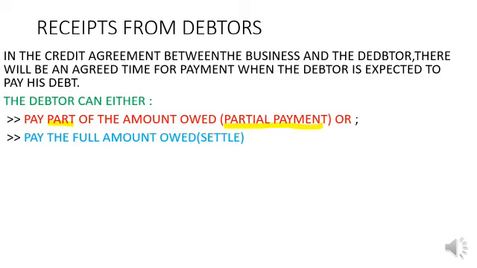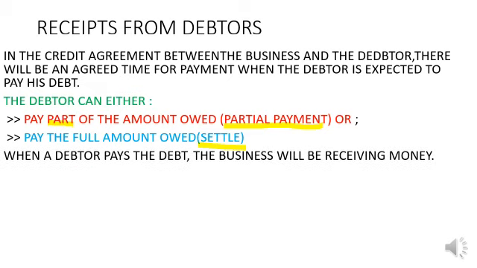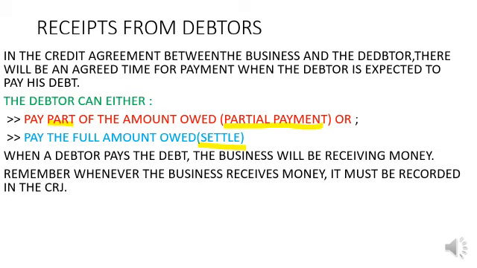So when the debtor pays the full amount that he was owing, we say the debtor is what? We say the debtor has settled his account. So every time you see the word settle, it means the debtor paid the full amount. But if it is partial payment, he has paid part of what he was owing. Right? So when a debtor pays the debt, the business will be receiving money, okay? And remember, whenever the business receives money, then we must record it in the CRJ. It doesn't matter where the money is coming from. As long as the business has received money, it must come to the CRJ.